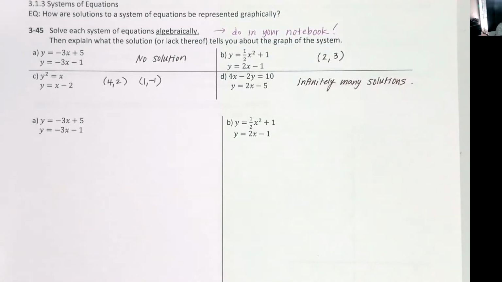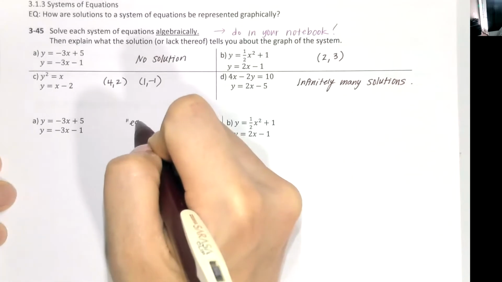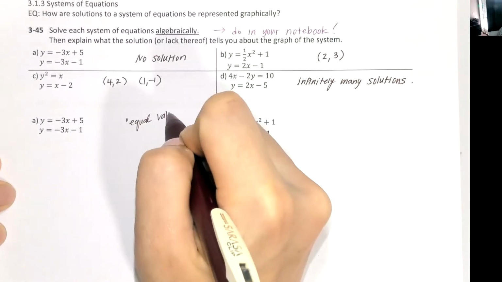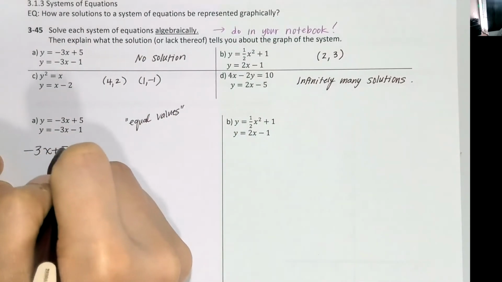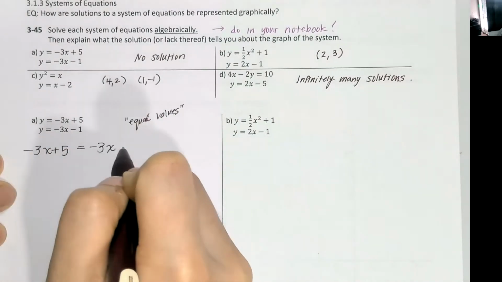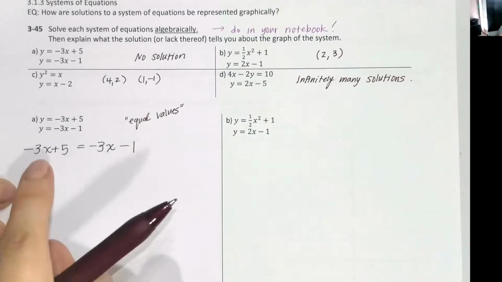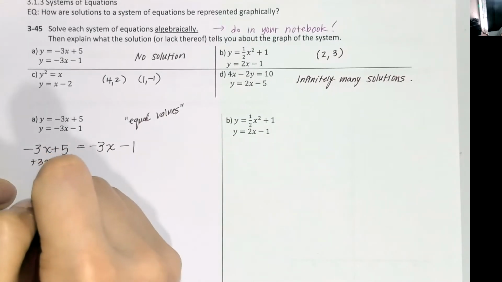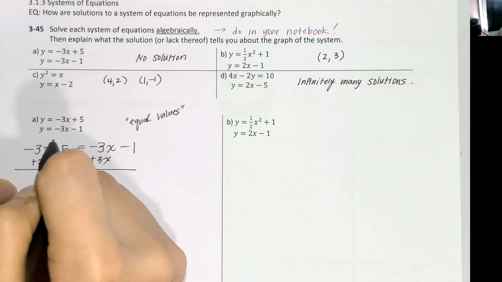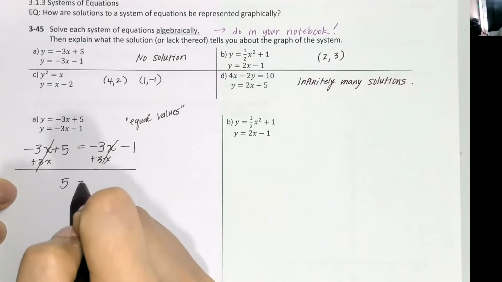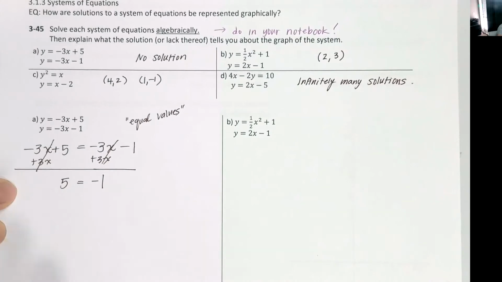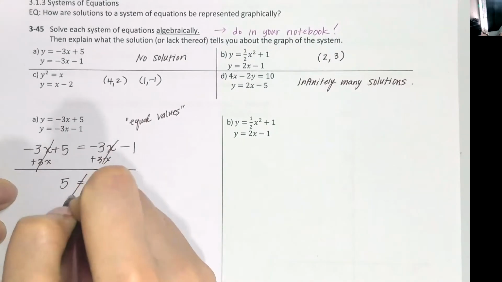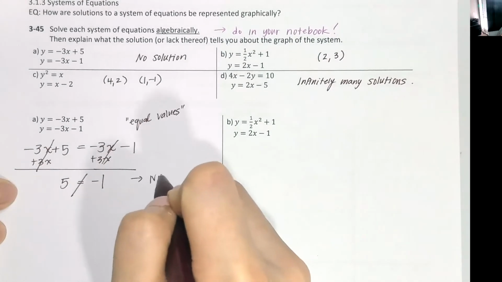First, part A. Both equations are equal to y, so you can use what's called the equal values method, where you set both equations equal to each other. Negative 3x plus 5 equals negative 3x minus 1. To solve it, I would add 3x to both sides, but what happens is now you have 5 equal to negative 1, which is impossible. 5 is never the same as negative 1. Therefore, in this case, there would be no solution.